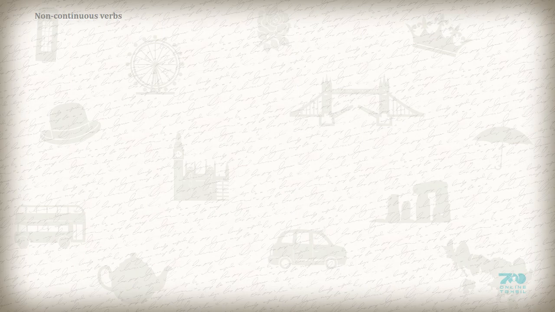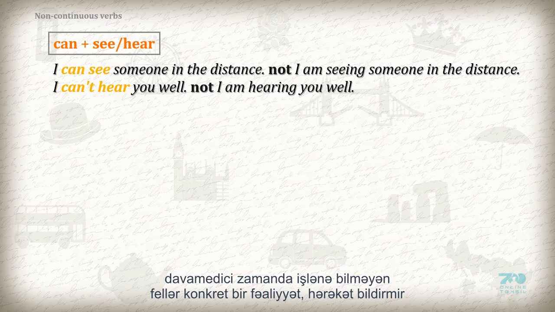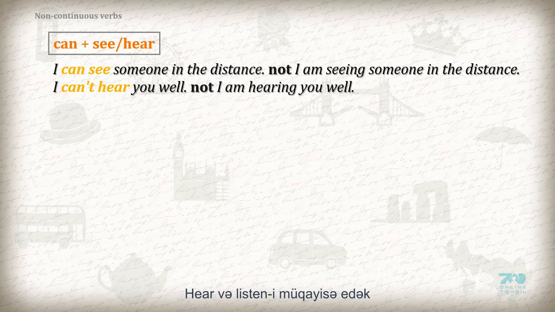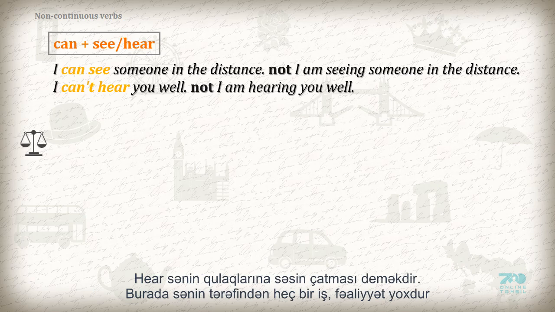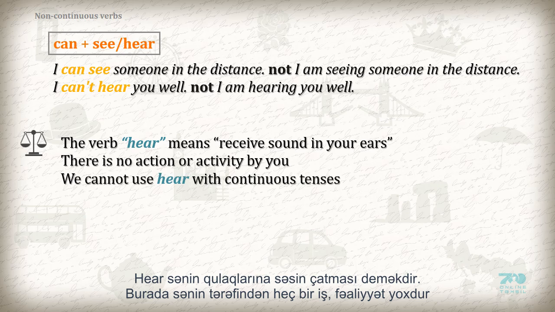Notice that we often use can plus see and hear. I can see someone in the distance, not I am seeing someone in the distance. I can't hear you well, not I am hearing you well. With verbs that we cannot use in continuous tenses, there is no real action or activity. Compare hear and listen. The verb hear means receive sound in your ears. There is no action or activity by you. We cannot use hear with continuous tenses.